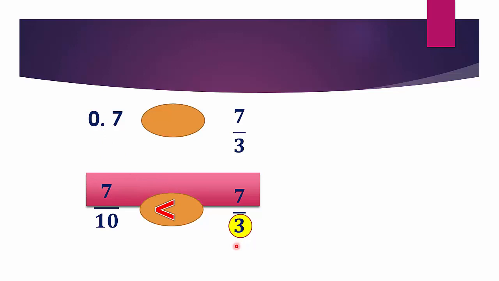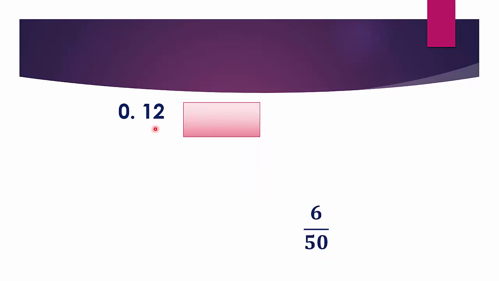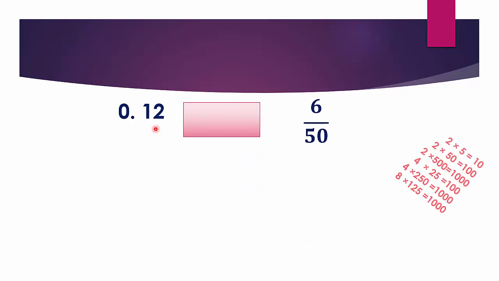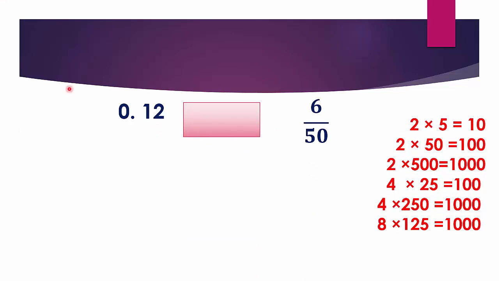Another exercise. Okay, here I have 0.12 or 12 hundredths, and here I have 6 over 50. Now, my students, you have to make this denominator 10 or 100 or 1000. I want to make the denominator 10 or 100 or 1000. So, teacher, 50 here times 2 equals 100. You have to keep this table in your mind, my students.